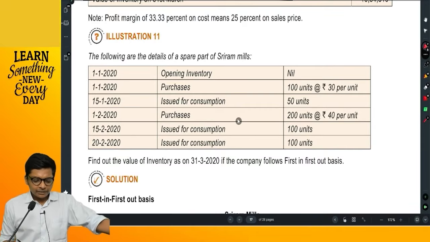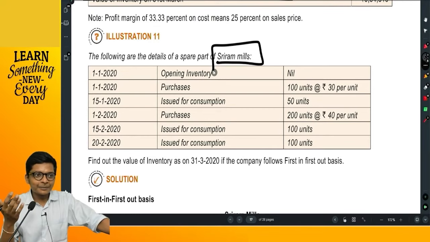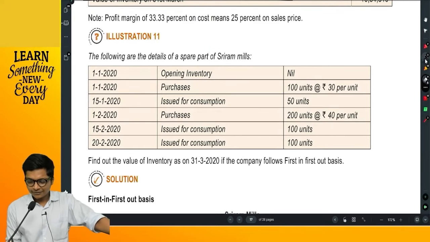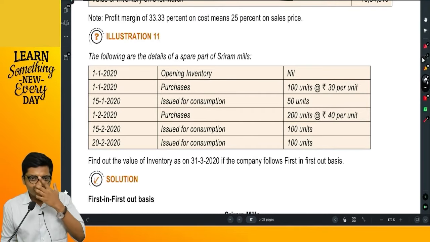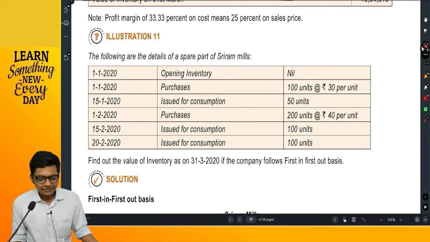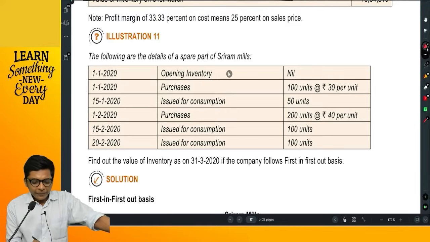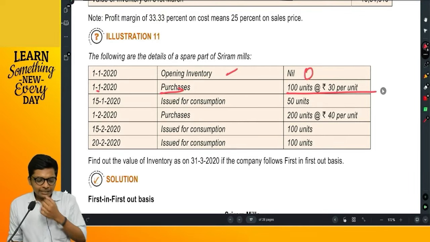These are the following spare parts of Shriram Mills. Following details of Shriram Mills: opening stock is 0. I purchased on 1st Jan 100 units at 30.